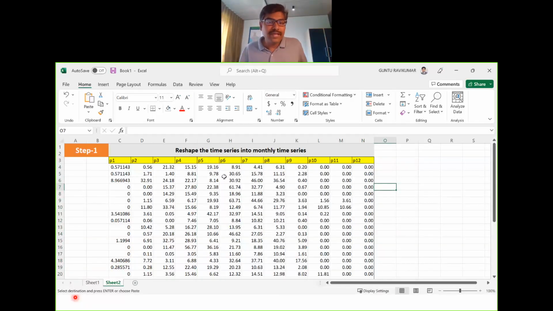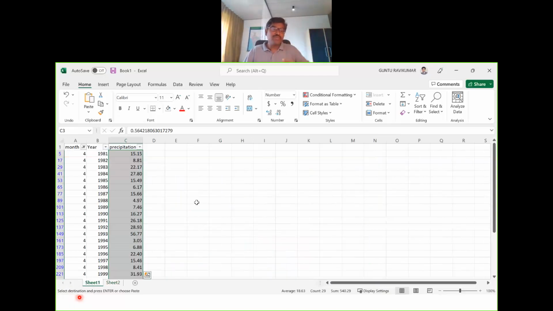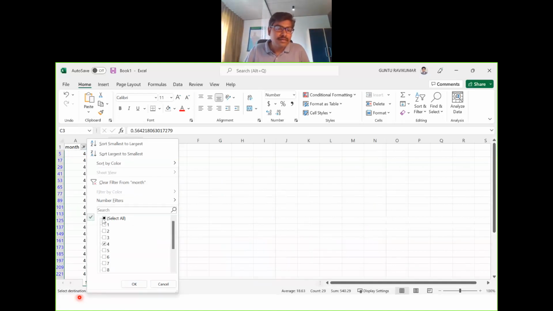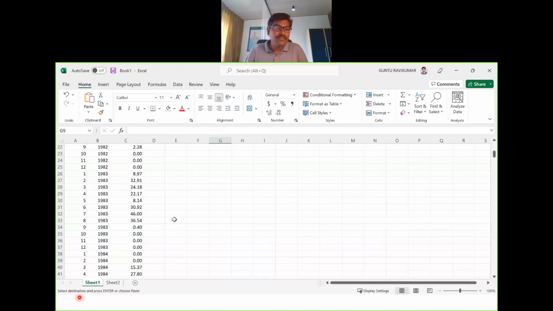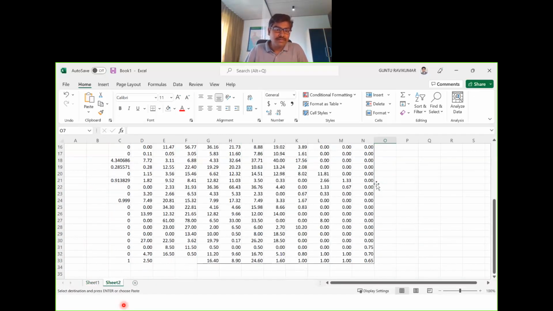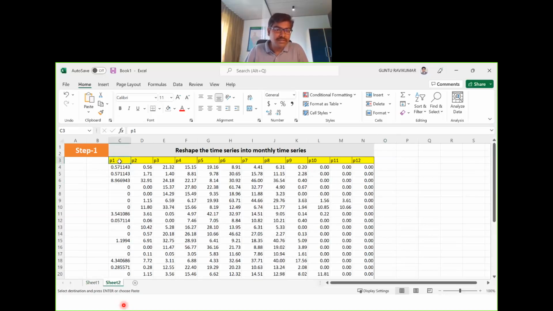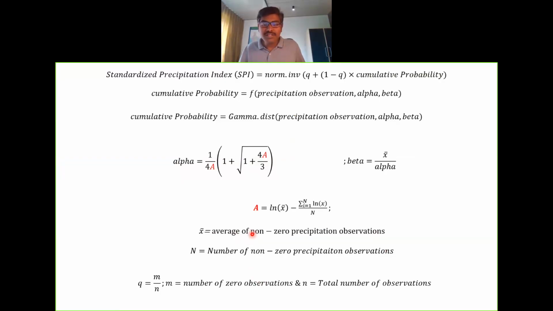Now we have the monthly time series. We converted the column vector into a matrix: first month, second month, till the last month. So 30 observations. As I told you, we need to identify non-zero precipitation observations.